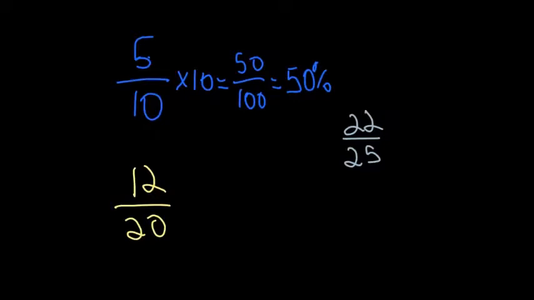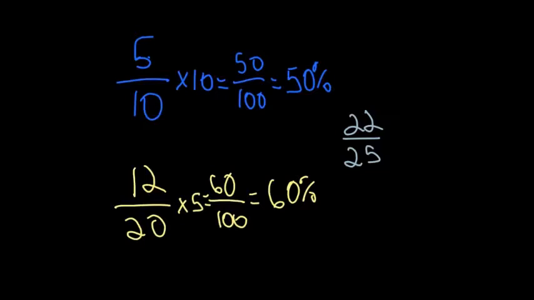So there in yellow, I have 12 20ths. So what do I multiply 20 by to get 100? So that would be times 5. 20 times 5 equals 100. And then 12 times 5 is 60. So that would equal 60%.